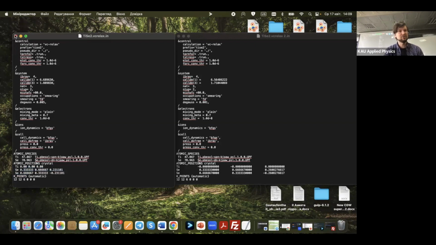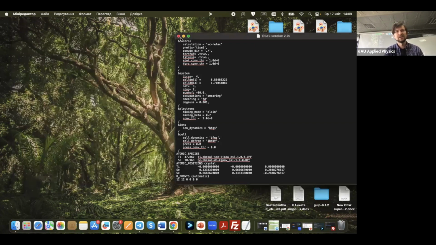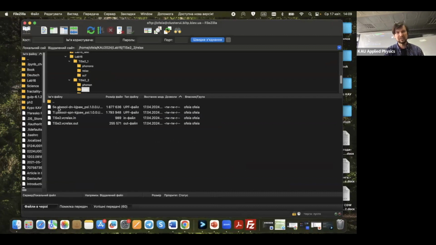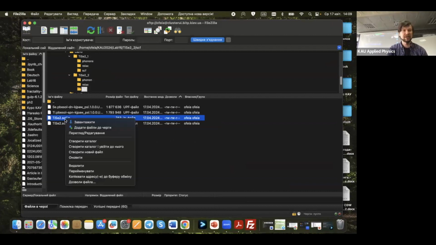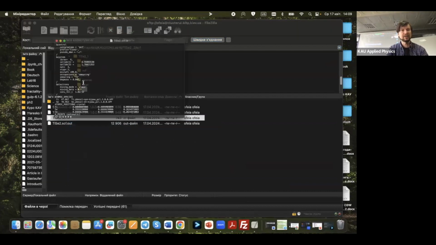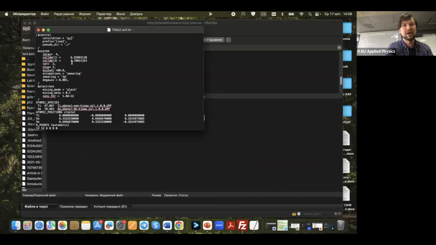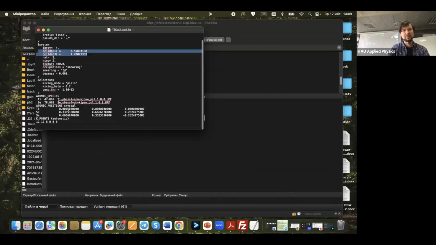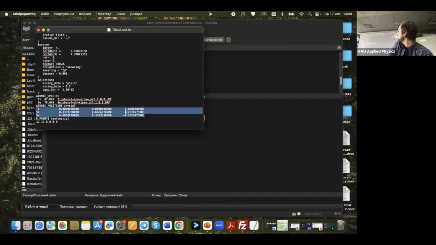And then I relaxed it. I took the parameters to SCF, so I also made this SCF calculation. I took the parameters c/a and slightly improved them. And then I took the atomic positions. It was something like 0.23, and now it's 0.26. It changed quite a lot.